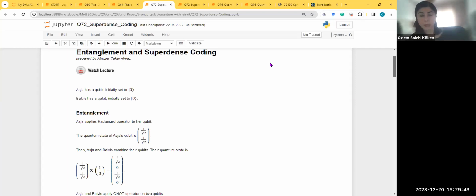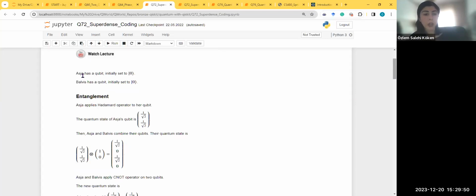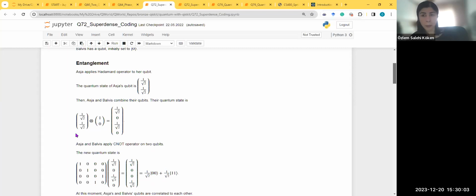Suppose that we have two qubits, and say the first one, Asya has the first one and Boris has the second one. So we are applying Hadamard to Asya's qubit, and Asya's qubit now becomes 1 over square root 2, 1 over square root 2. And we can also express the combined state of the two qubits like this. So this is Asya's qubit, 1 over square root 2, 1 over square root 2, and 1, 0 is the qubit of Boris.